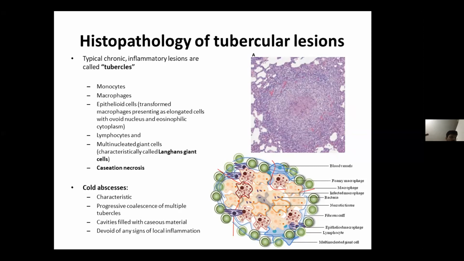And these tubercles are basically the basis of pathogenesis, and they coalesce together and form what we typically see as the cold abscess. The cavity of the cold abscess is filled with caseous material. The cold abscesses are devoid of any local inflammatory signs as compared to the abscesses in pyogenic infections.